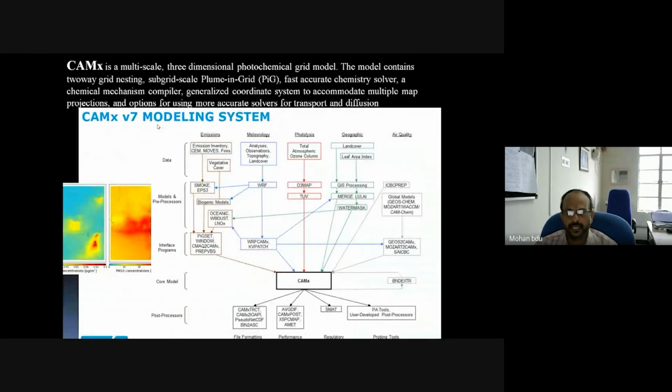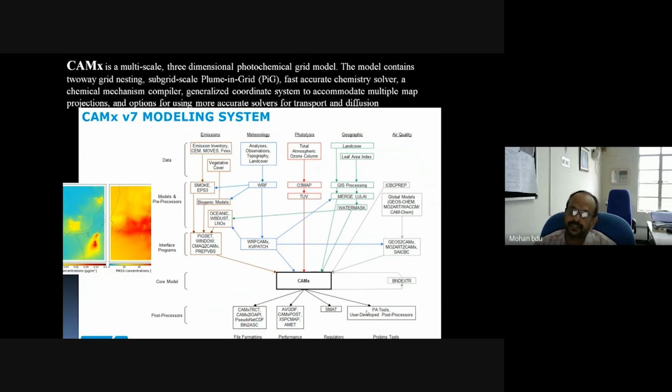And there is again another model which is being widely used, that is CAMx. CAMx is a comprehensive air quality model, which is a multi-scale three-dimensional photochemical grid model. This model contains two-way grid nesting and subgrid. One advantage in this model is it can give you even pollutant-wise results, for example, PM10 or ozone or whatever. And this model also uses different kinds of data.